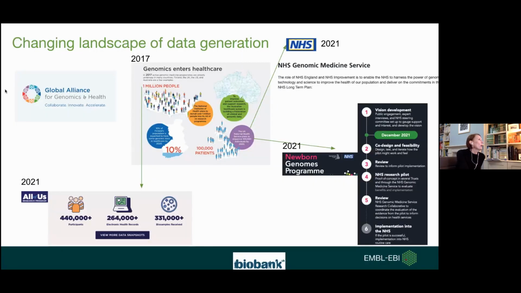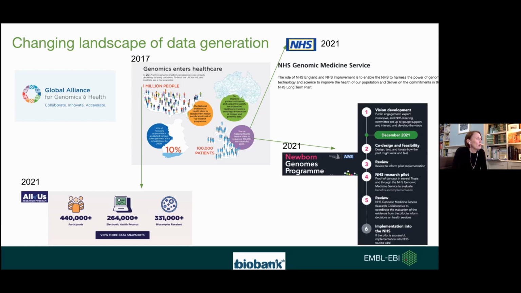So I want to talk a bit about the landscape we work in, and a bit about the Global Alliance for Genomics and Health before I start getting into examples. So in 2017, the Global Alliance for Genomics and Health was starting to talk about genomics entering healthcare. But I think what we can see in 2021 is that genomics has really entered healthcare. And I've put a couple of examples on here. So this is a GA4GH slide back from 2017. And we were talking about Genomics England in the UK, sequencing 100,000 rare disease patients and diagnosing them.